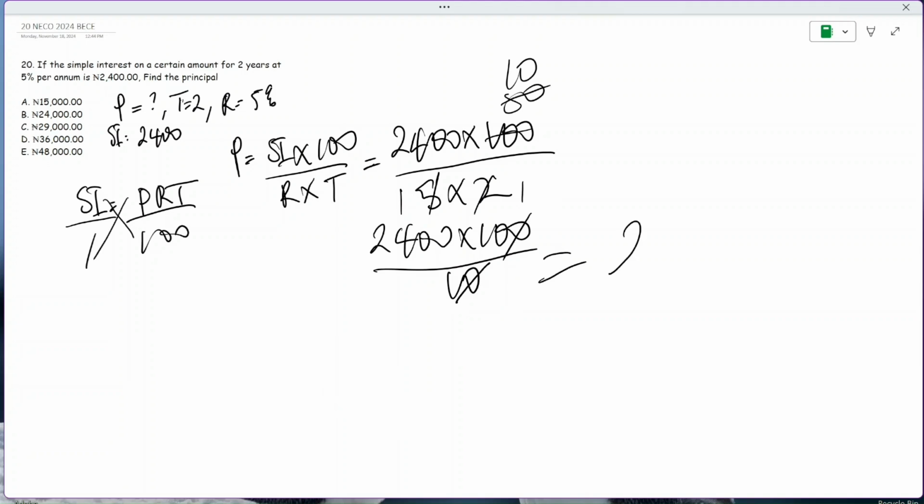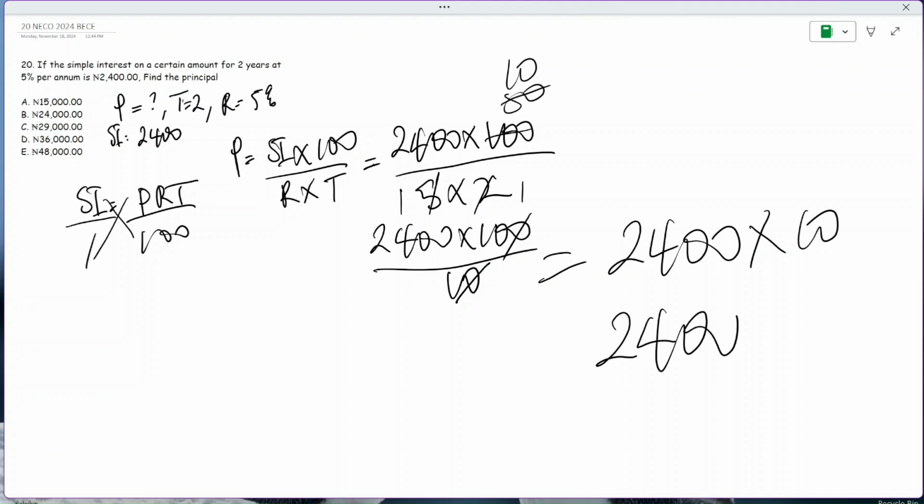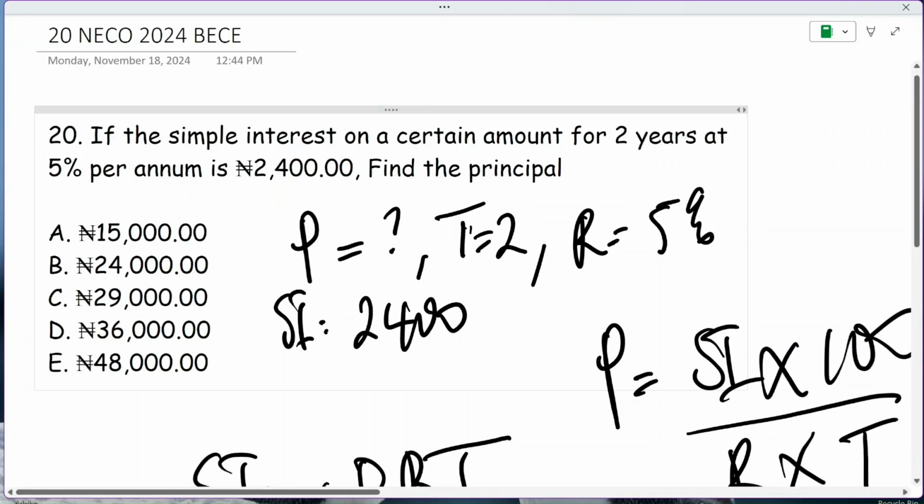So you'll be left with 2,400 times 10. 2,400 times 10 will give you 24,000. That's the principal. The principal is therefore 24,000. Our answer is therefore B, 24,000.